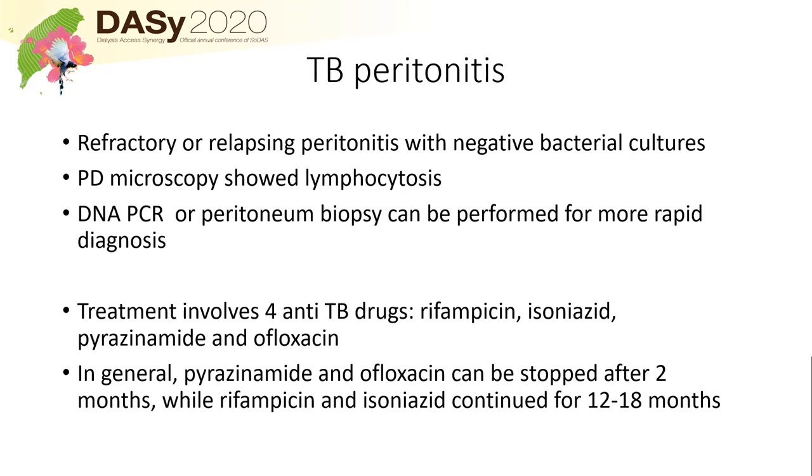In case of refractory or relapsing peritonitis with negative bacterial culture, we have to bear in mind the possibility of tuberculous peritonitis. In these cases, the PD microscopy will show lymphocytosis. DNA PCR or peritoneal biopsy can be performed for more rapid diagnosis. For treatment, it involves four anti-TB drugs: rifampicin, isoniazid, pyrazinamide, and ofloxacin. In general, pyrazinamide and ofloxacin can be stopped after 2 months, while rifampicin and isoniazid continue for 12 to 18 months.